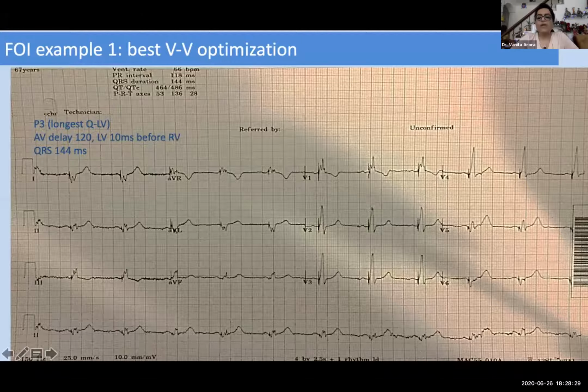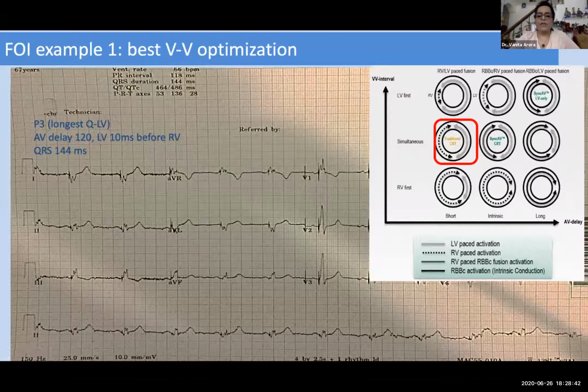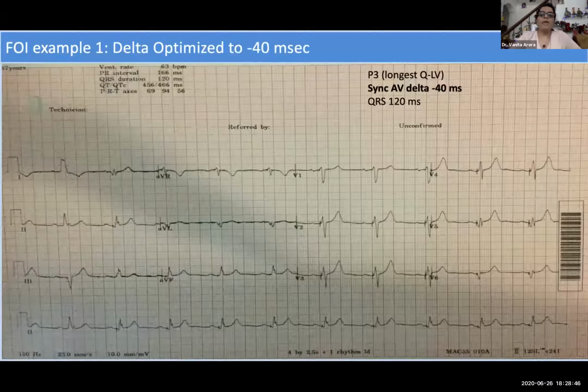It is narrower. Lead 1 is still positive, V1 is still positive, lead 1 is negative, and this is better. So this is a standardized traditional CRT pacing that we get. Can we do more about it? Well, what we have done is we have added sync AV delta. Since the PR was short, we have added a minus 40 milliseconds of sync AV delta to the programming.